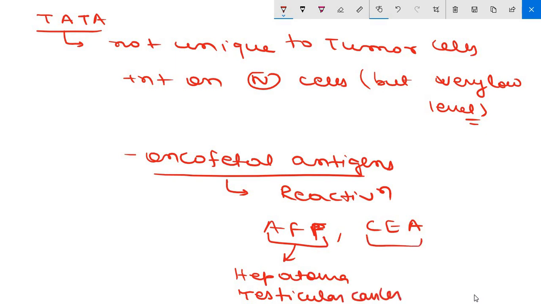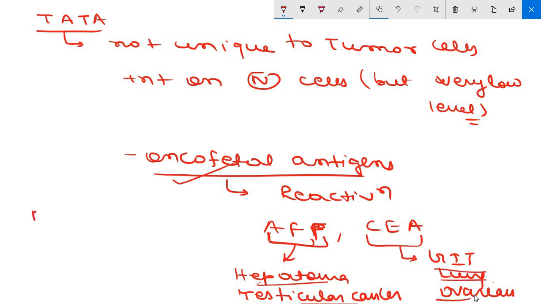And this CEA, that is carcinoembryonic antigen, is associated with your GIT cancer, lung cancer, and ovarian cancer. So they are once again your oncofetal antigens. They are proteins that are expressed on normal cells during fetal life but are not expressed in the adult normally. Reactivation of these embryonic genes that encode these proteins in tumor cells results in their expression on fully differentiated tumor cells. Examples are two: AFP, alpha fetoprotein, which is seen in hepatoma and testicular cancer, and CEA, which is seen in GIT, lung and ovarian cancer.